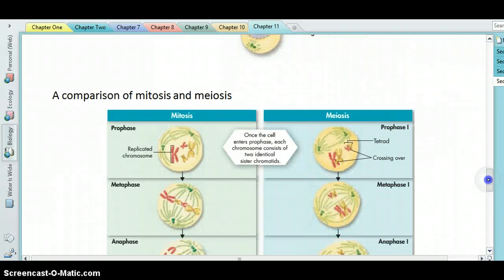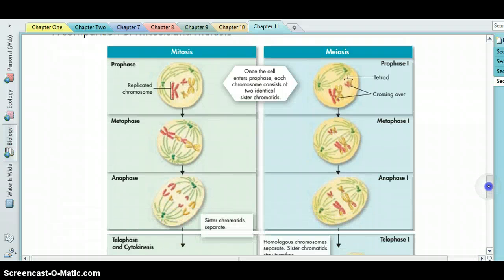So let's compare mitosis and meiosis here. In mitosis and meiosis, we've gone through interphase, and in both situations we have these duplicated chromosomes. In prophase, the chromosomes condense, but a big difference here is in meiosis, those homologous chromosomes get together and do crossing over. That does not happen in mitosis. Metaphase of mitosis, all the duplicated chromosomes line up. In meiosis, the homologous pairs line up along the center.